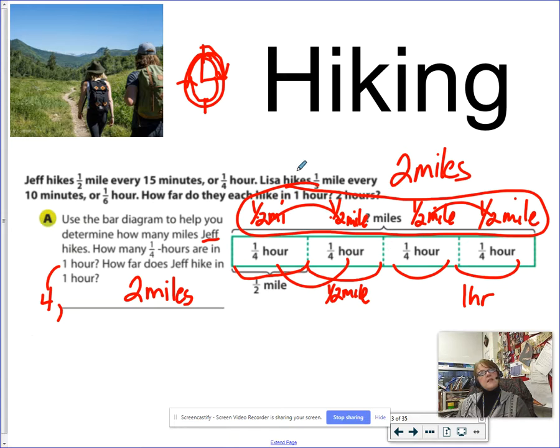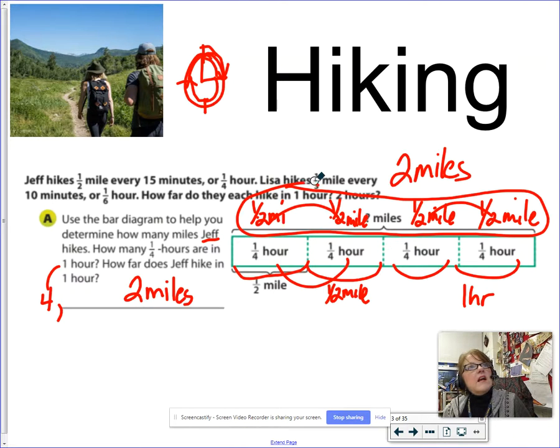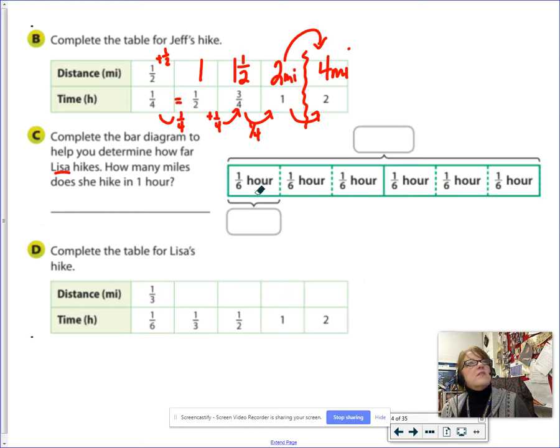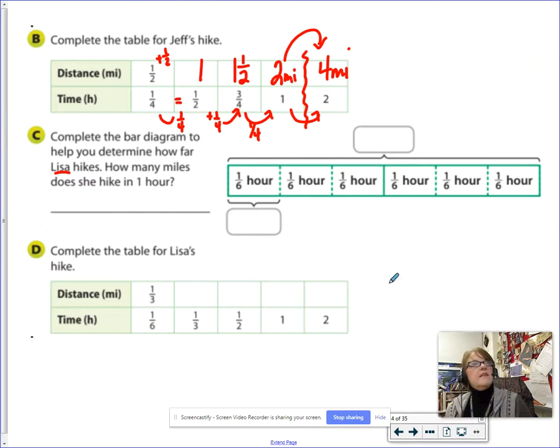It says Lisa hikes a 1/3 mile every 10 minutes. Now when I'm thinking of the clock, 10 minutes would be 1/6 of an hour, because I'd have to have 6 of those 10-minute chunks to total an entire hour. So now let's do the same thing with Lisa's rate. I'll change color here. So every 1/6 of an hour is 10 minutes.